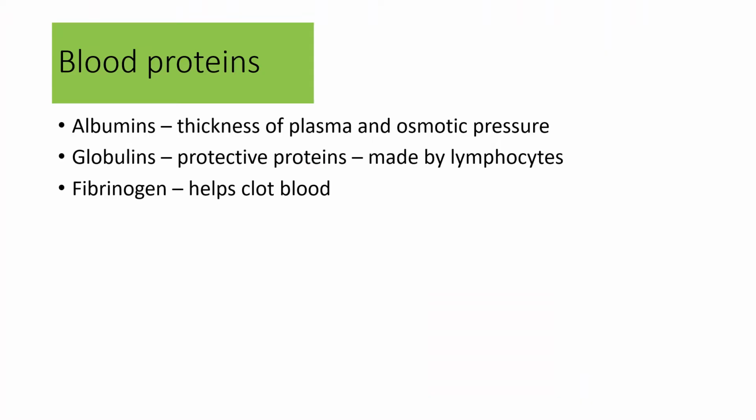You really need to be aware of the three blood proteins and their roles. So albumins give the thickness of plasma and osmotic pressure. Globulins are protective proteins made by lymphocytes, and fibrinogen helps blood clot. This is a simplified breakdown of blood proteins. It's really worth reading your revision notes on the full detail of what they do.